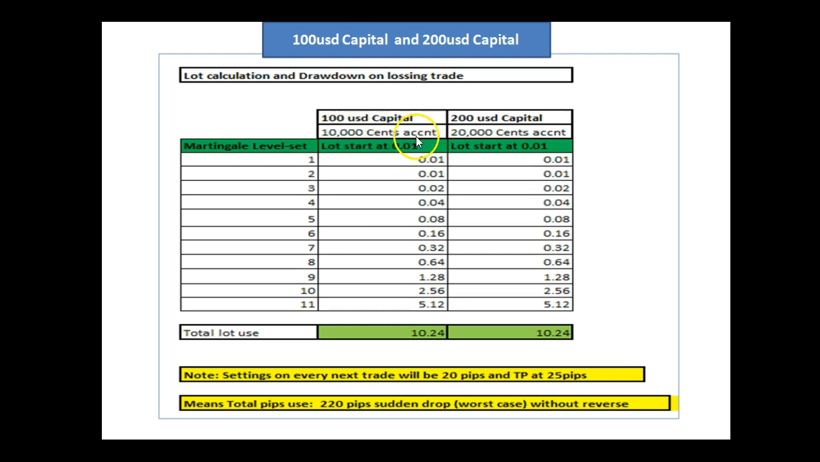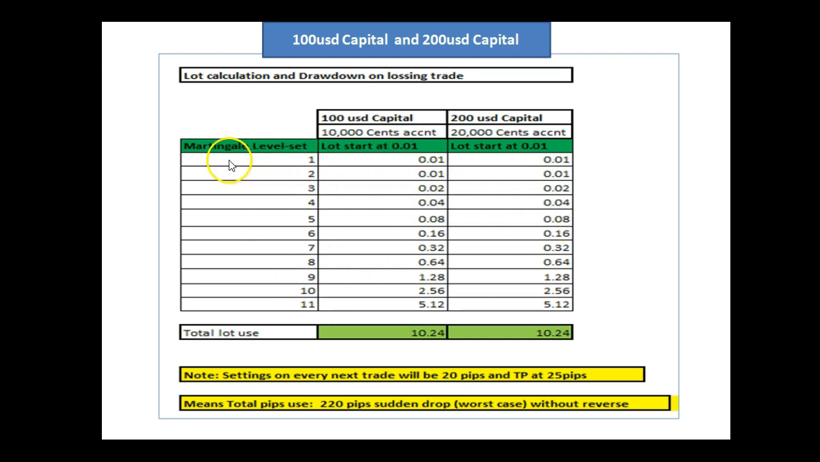The reason for a cents account is that you can set higher levels. Here we can set up to 10 or 11 levels of martingale, because if you use 100 US dollars with a standard account, definitely just one or two open trades will be gone, because this is martingale. So make sure you know your risk. Don't use a standard account if your capital is below 5,000 US dollars. Make sure to use a cents account with these types of capital.